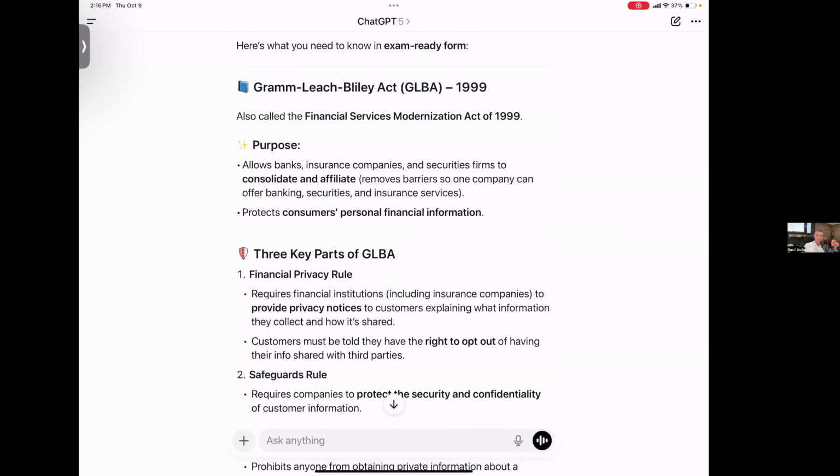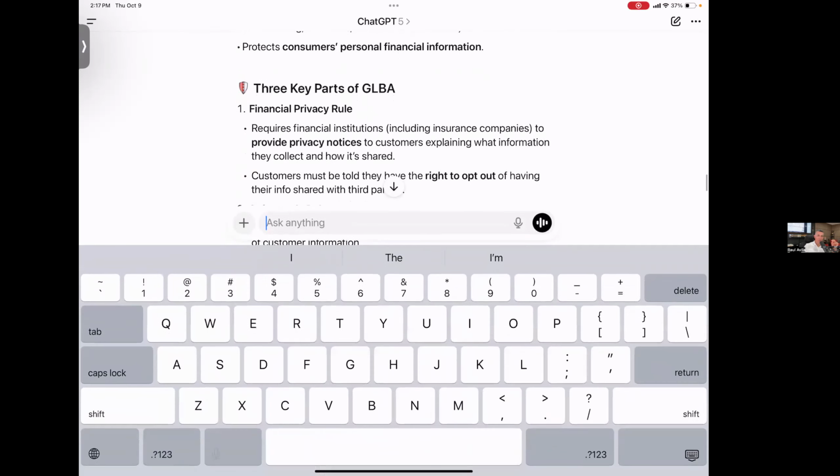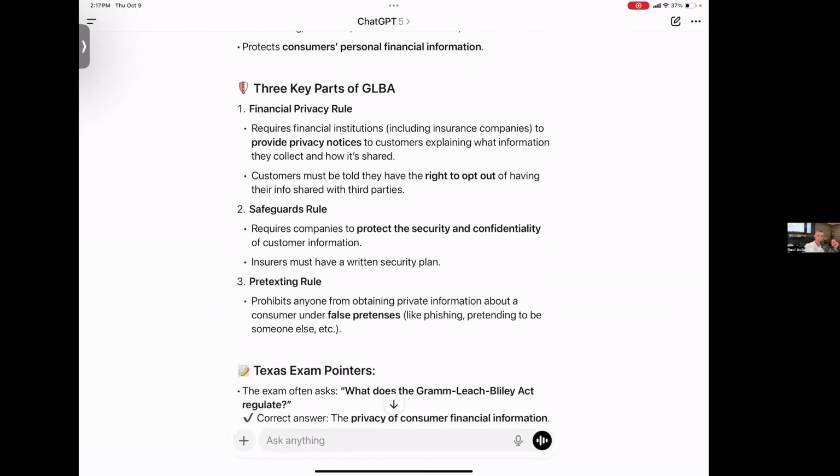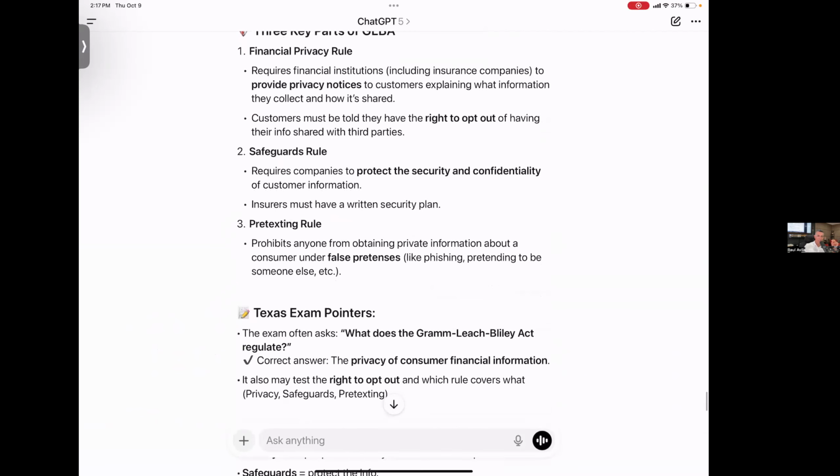Anyways, three key parts for the GLBA financial privacy rules. It protects financial privacy. It allows customers to opt out, the right to opt out. It has safeguards rules, which require companies to protect the security and confidential consumer information.